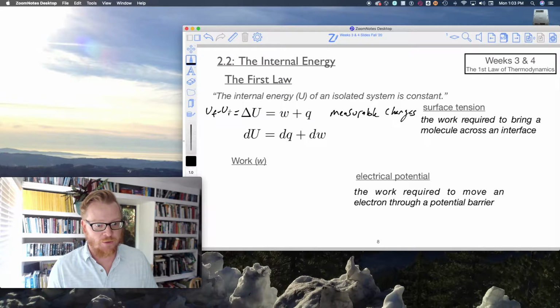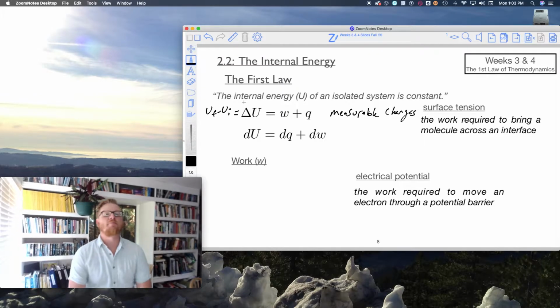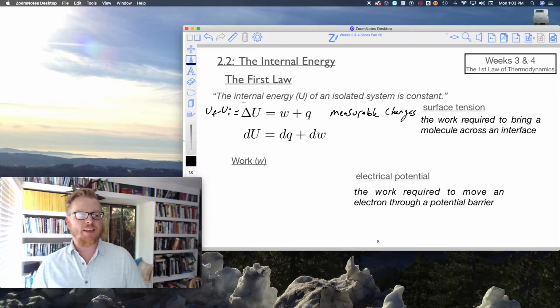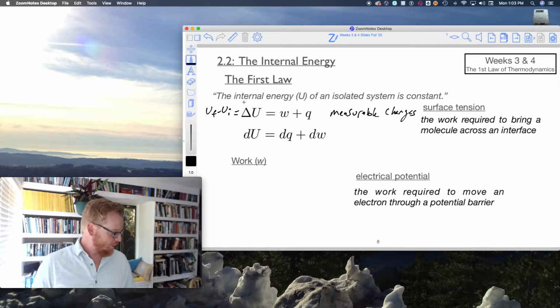Because that's final minus initial. If I can measure, simply put, if I can measure the temperature of something from its initial state to its final state, then I can measure what its accompanying change in energy must be.